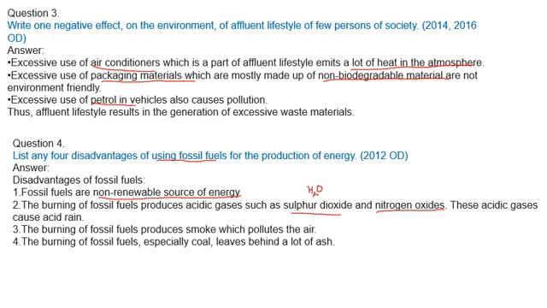So it is responsible for acid rain, and acid rain is very harmful for our skin, for hair, and even for the soil. Burning of fossil fuels also produces smoke which pollutes the air. Then the burning of fossil fuels, especially coal, leaves behind a lot of ash. So this is also harmful for the environment and definitely is going to harm our health also.